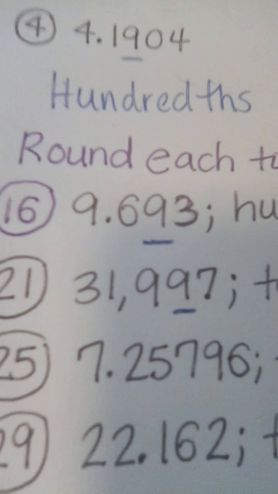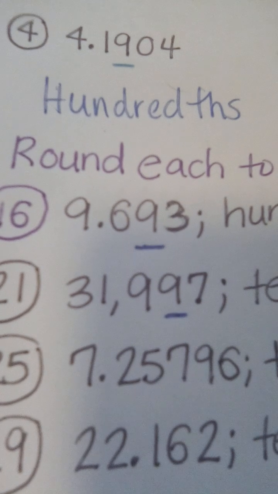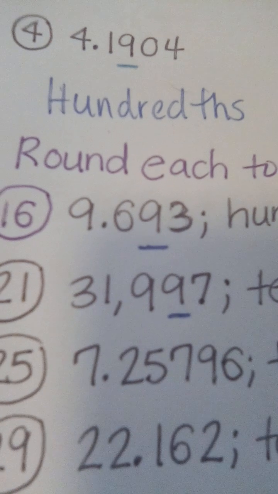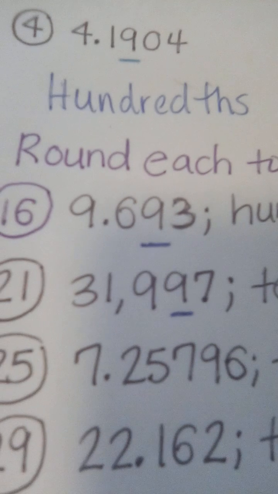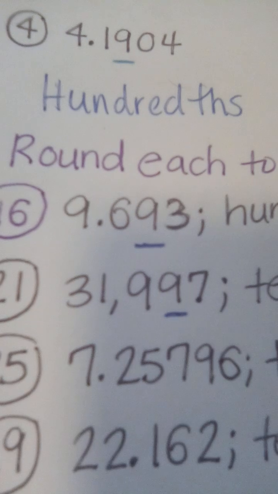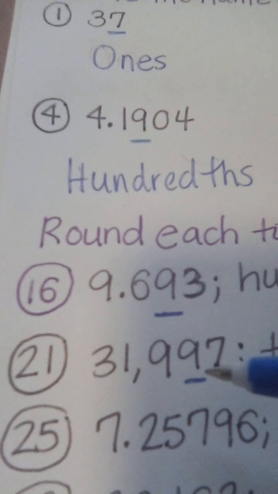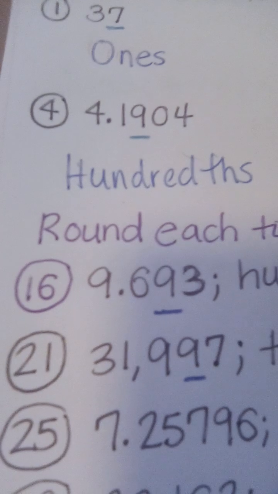All right, good. So let's look at the digit right here, number 7. Does it go up or down? Is it 5 or greater? Yes, it is. So what is our new answer? 32,000. That's our final answer. The reason why is 32,000 is because number 9 is closer to 0. So that is why the entire number changed to 32,000.